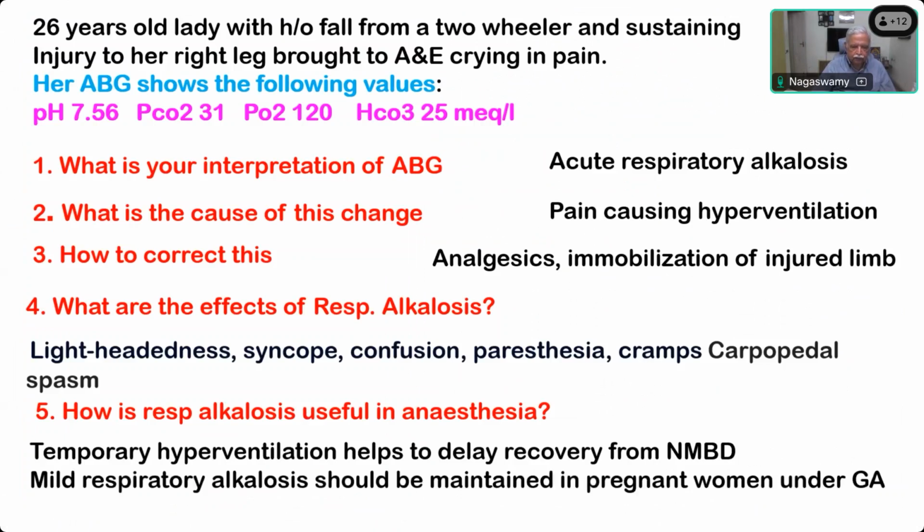Similarly, in pregnant patients, mild respiratory alkalosis should be maintained if you are giving GA for any surgery in a pregnant woman, because normally they have a mild respiratory alkalosis during pregnancy. So the same should be maintained here.